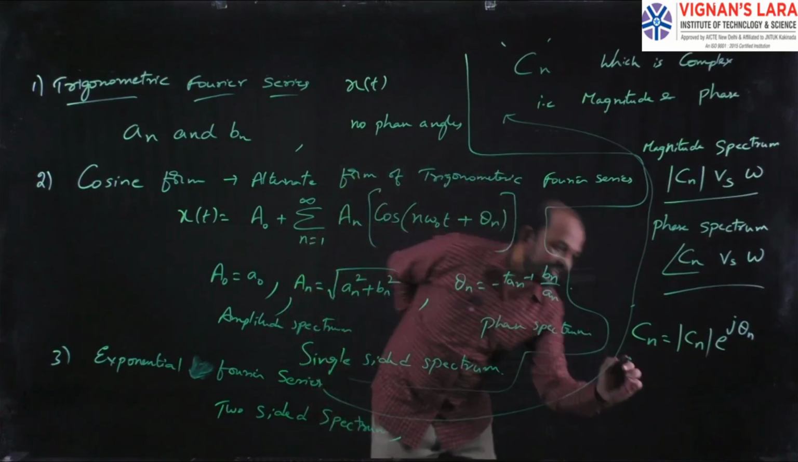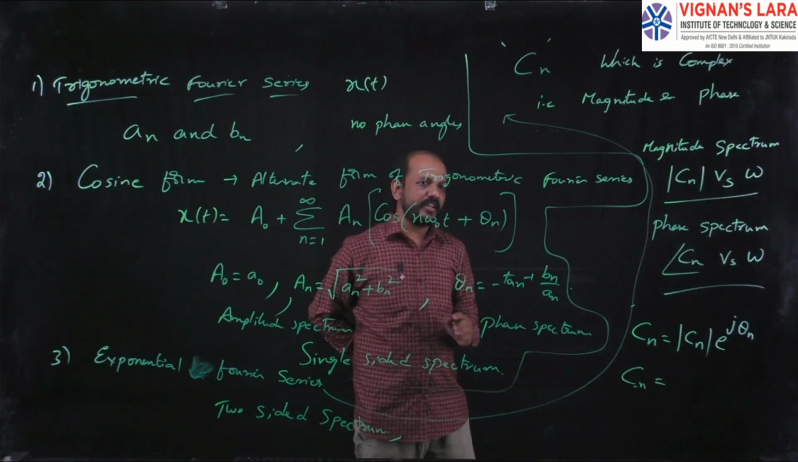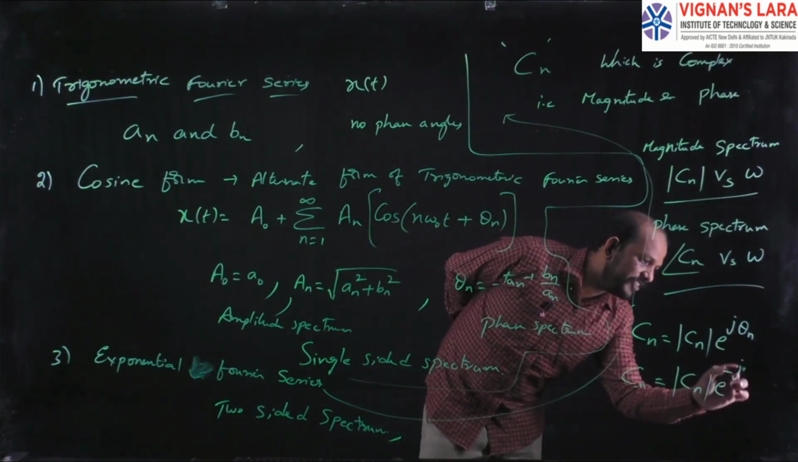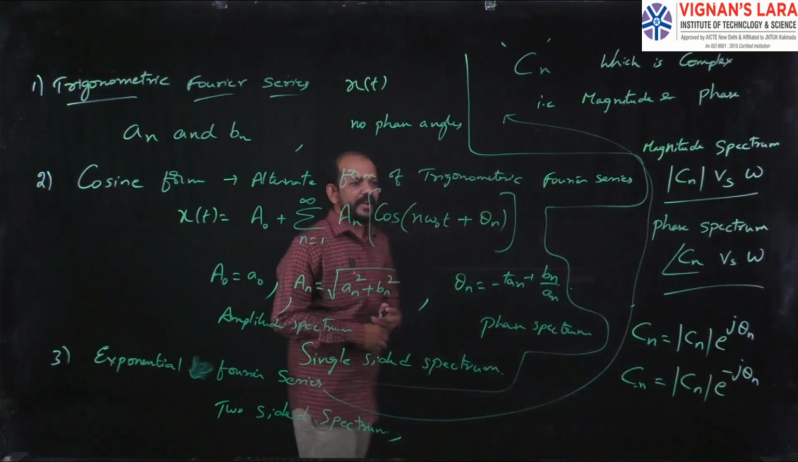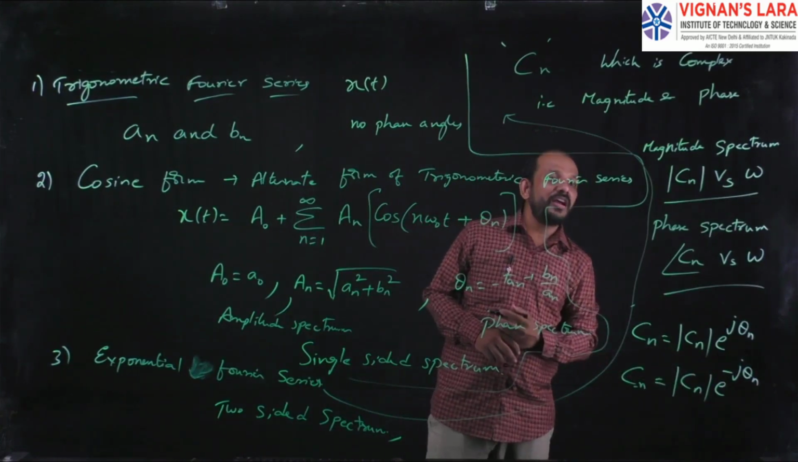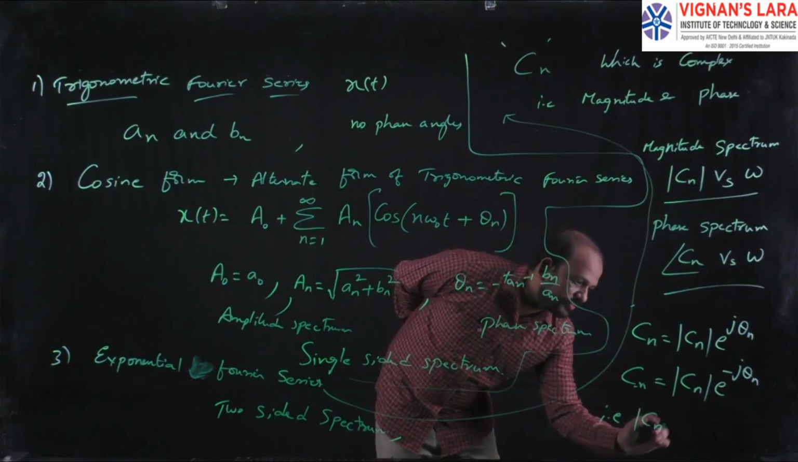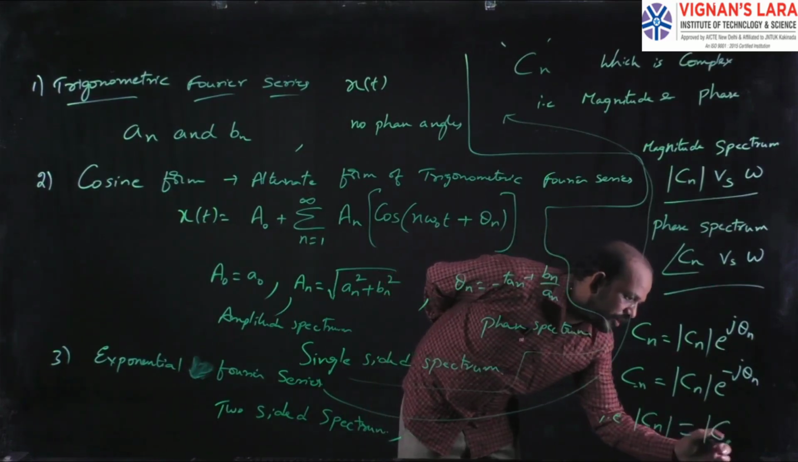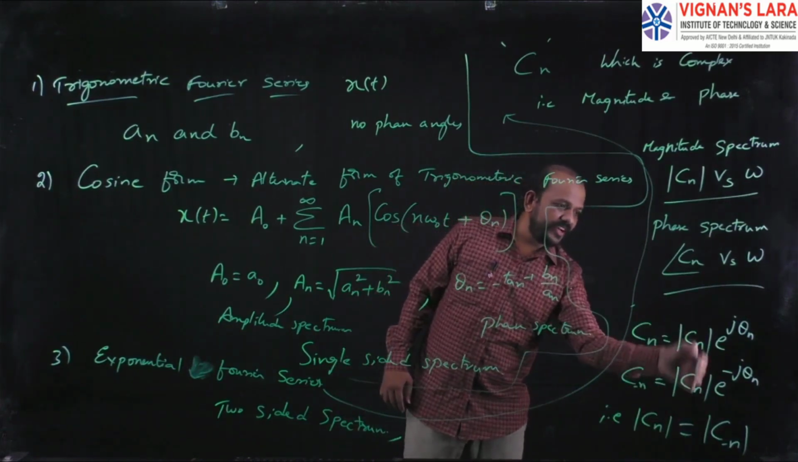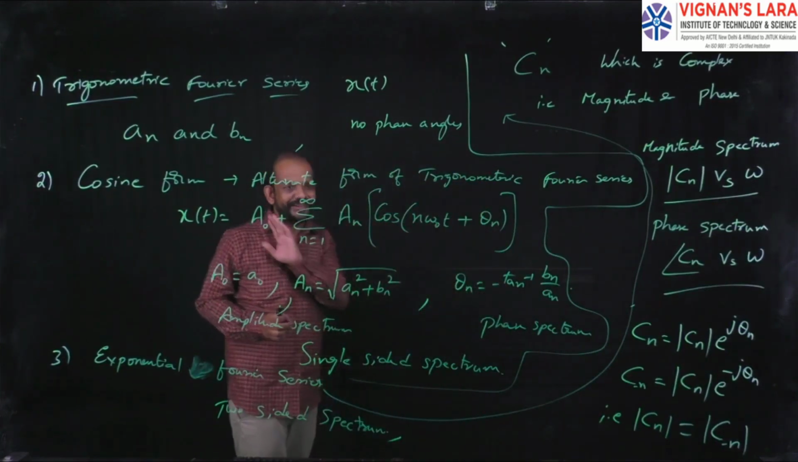Okay, that is C minus n. C minus n will also be given as mod of Cn into e power minus j theta n. That means the magnitude of Cn and the magnitude of C minus n are the same. So the magnitudes are the same for positive and negative.